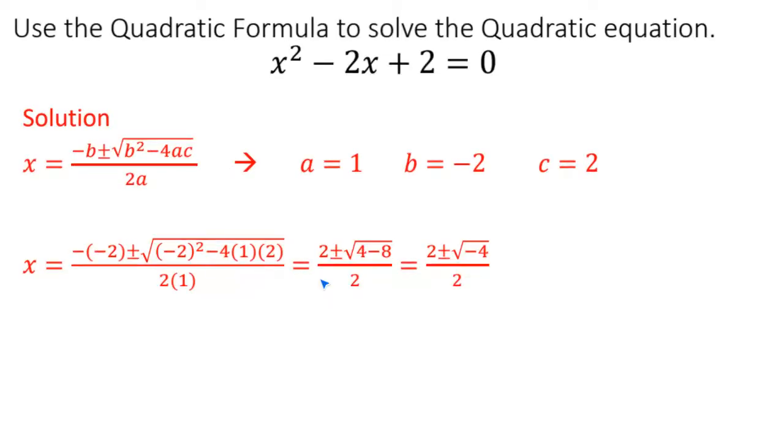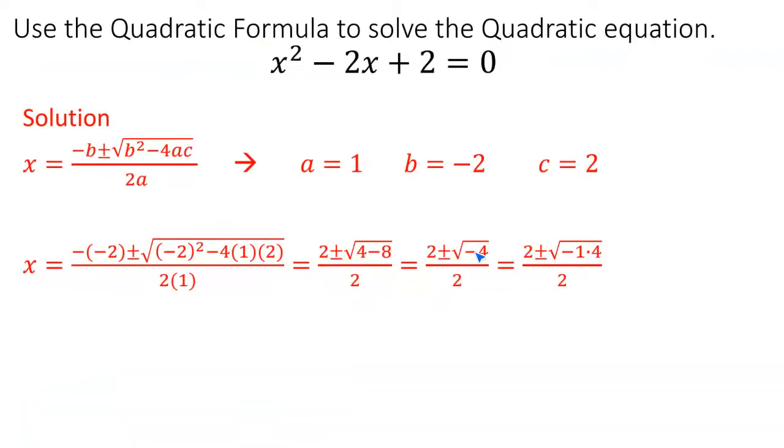So if we simplify, negative negative is a positive, negative 2 squared is 4, negative 4 times 1 times 2 is negative 8, and 2 times 1 is 2. So 4 minus 8 is negative 4. And so we can still simplify.